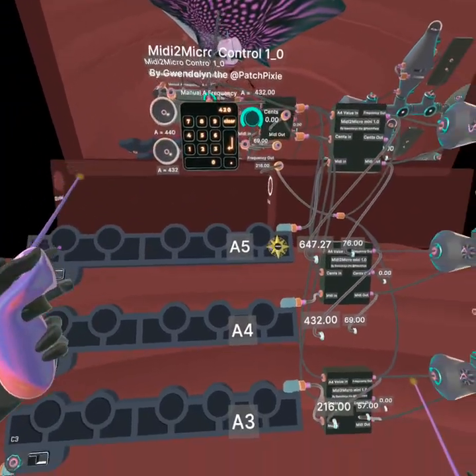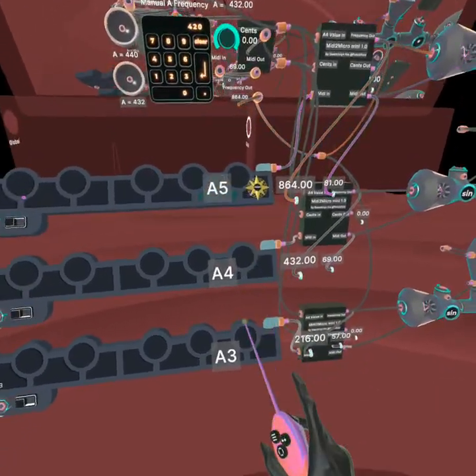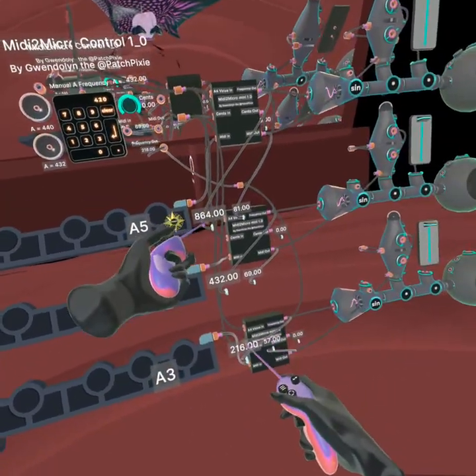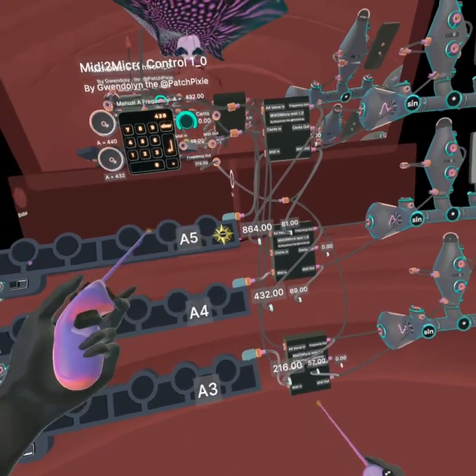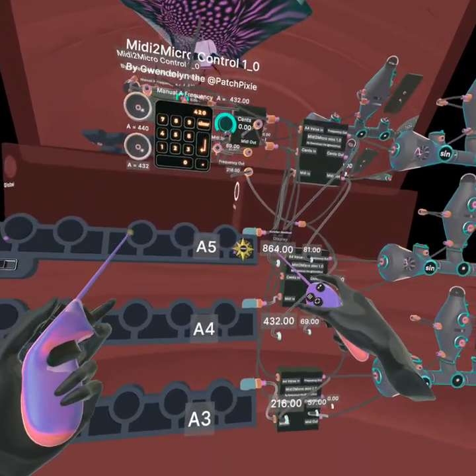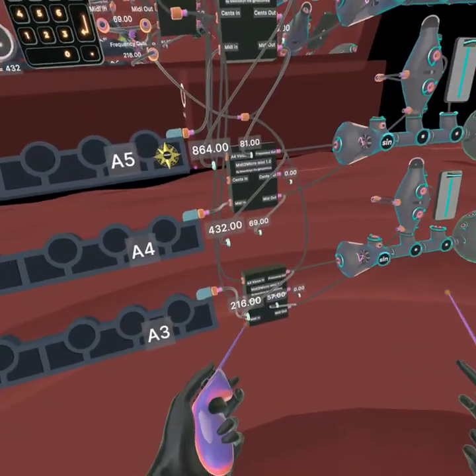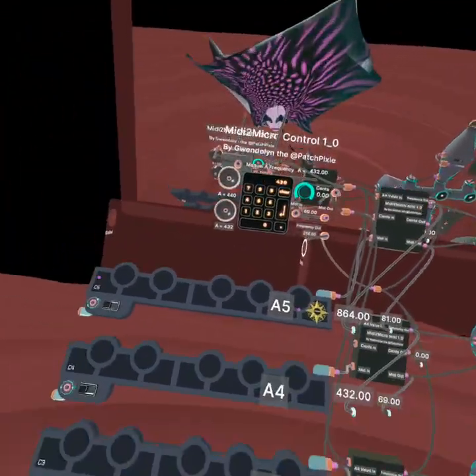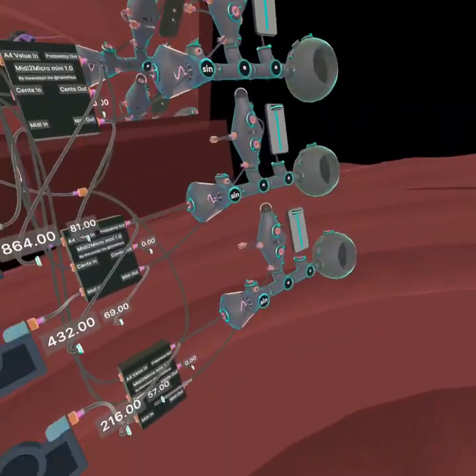A432 is the next most common that you'll hear people using, which those are the harmonics, the octaves of A432. You double it, you get 864 hertz. You divide it by 2, you get 216. It's all just math.